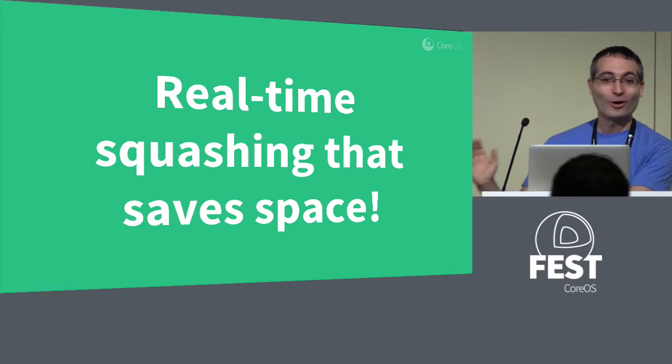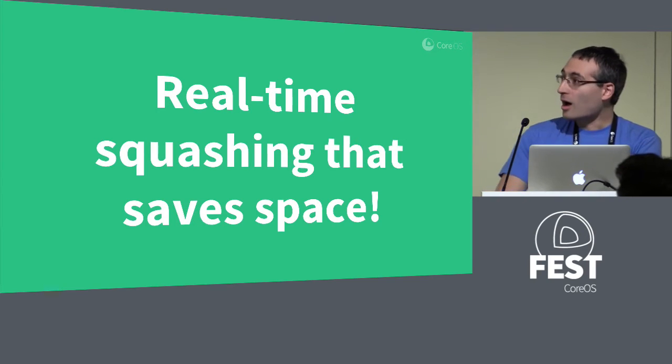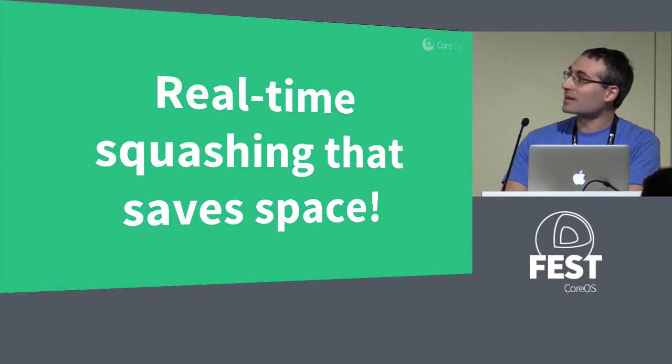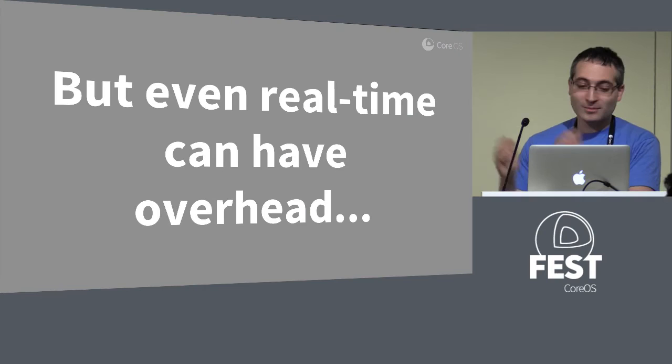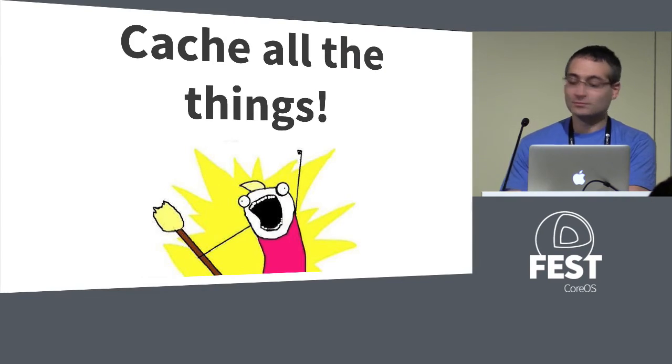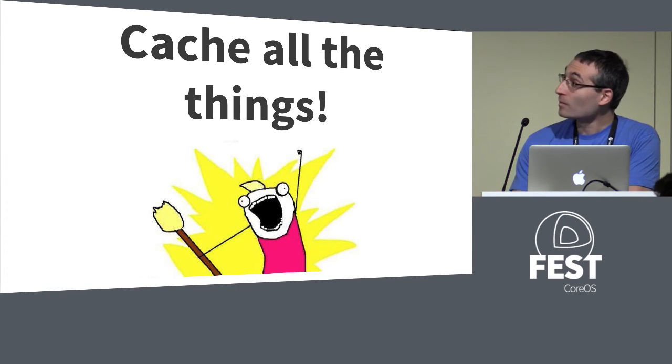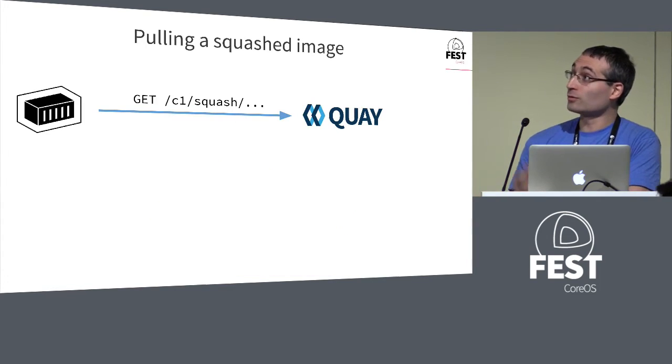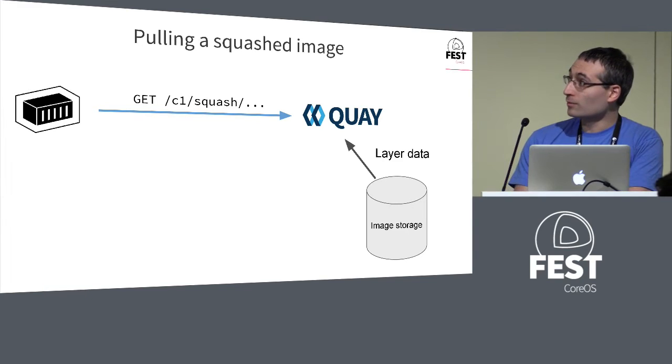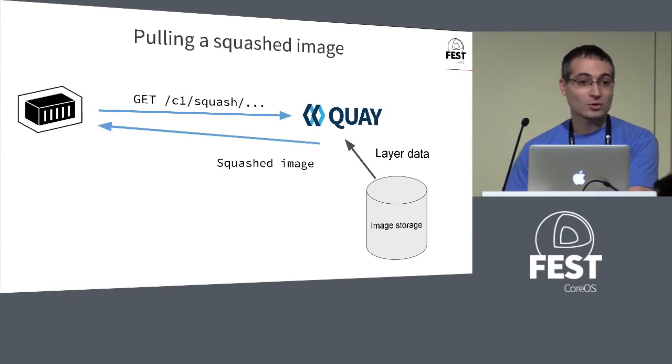This is pretty cool. Of course, there are a few small downsides to this. Even real-time can have some overhead. So we took it one step further, and we cache all the things. If you're doing a pull of a squashed image from Quay, you issue a GET request for that squashed image. We stream the layer data out from the image storage, and then we send back the squashed image.